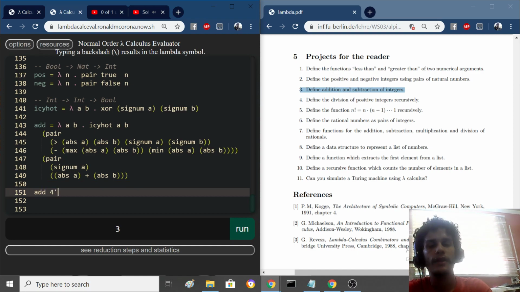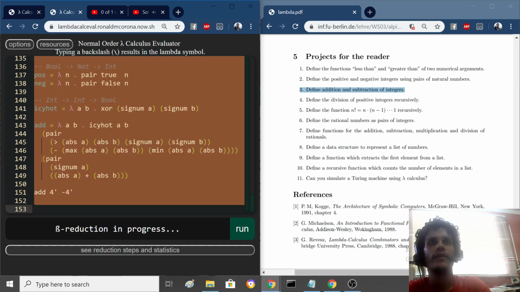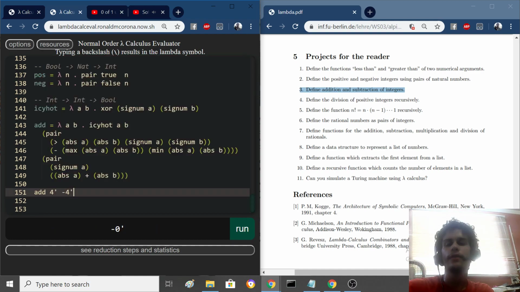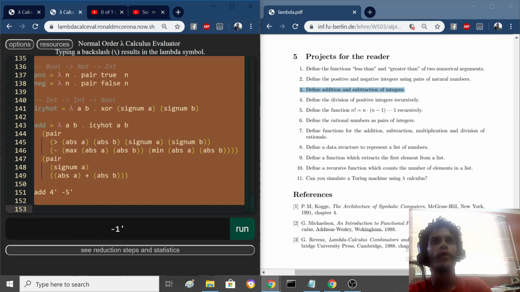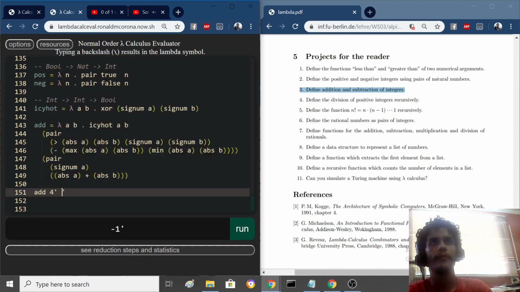Let's add two things that don't have the same signs. 4 and -4, we get -0. That's kind of weird, but still okay. 4 minus 5, -1. Plus -3, minus 1. And let's do that in reverse. -3 plus 4. And how about 2 plus 3? Okay, it seems like it works pretty well. Don't think it'll go wrong anytime soon.